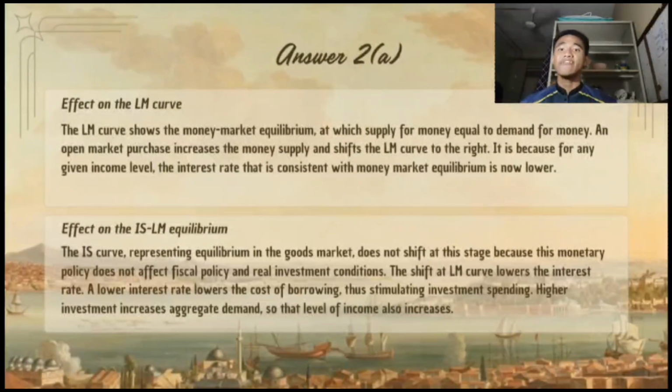Next, the second effect happened to the IS-LM equilibrium. The IS curve, representing equilibrium in the goods market, doesn't shift at this stage because this monetary policy doesn't affect fiscal policy and real investment condition. The shift of the LM curve lowers the interest rate; a lower interest rate lowers the cost of borrowing, thus stimulating investment spending. Higher investment increases aggregate demand, so the level of income also increases.